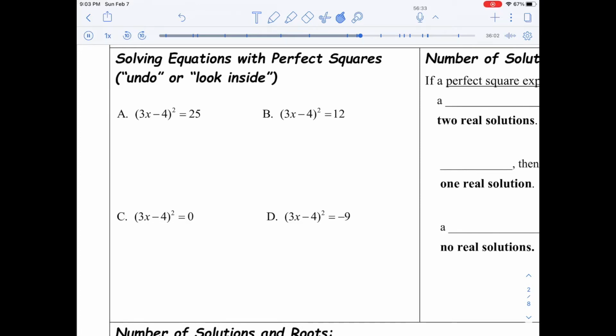Hi everyone. Today we're going to look at solving equations involving perfect squares. And we can use a couple different methods of this, either undoing or looking inside. So let's get going with some examples.